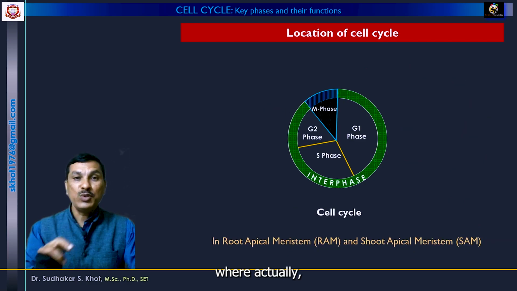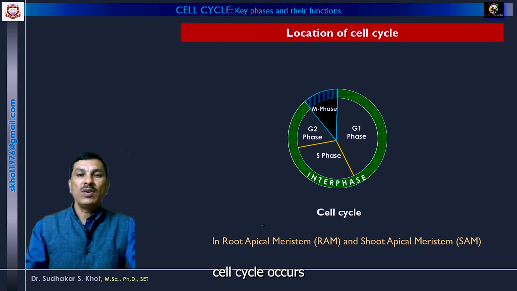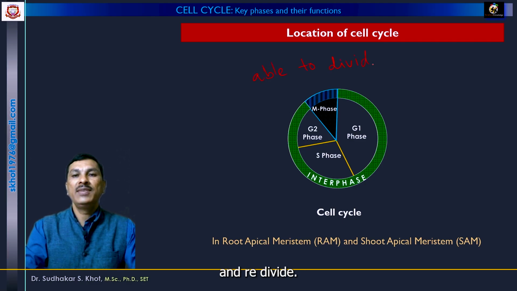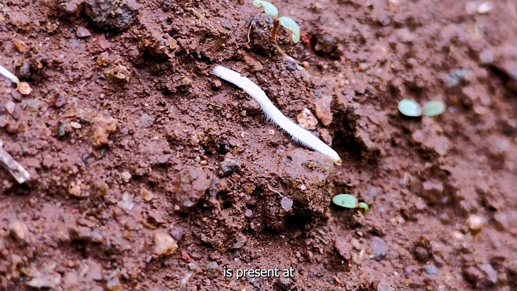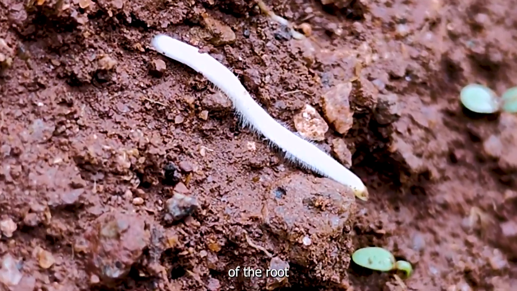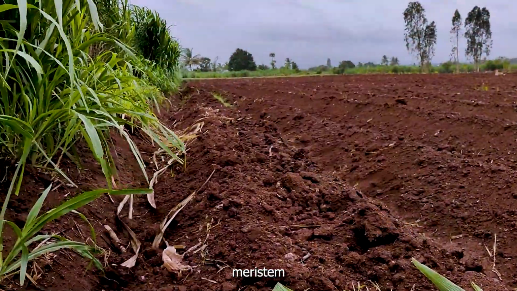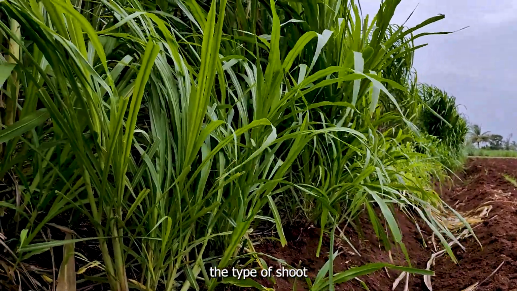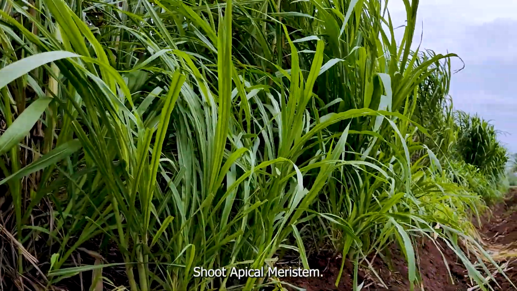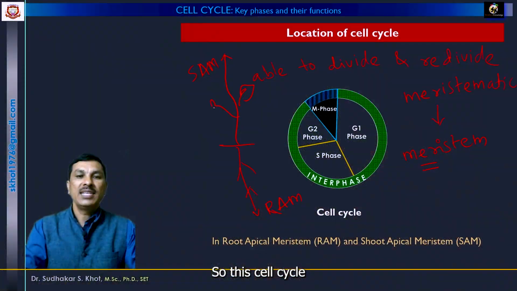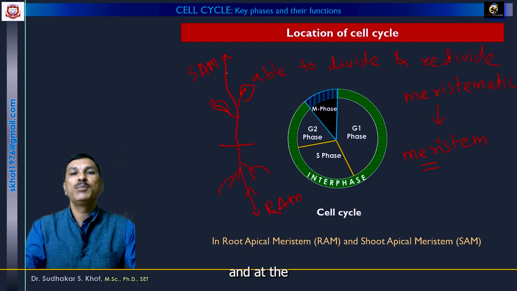Now let us see where actually the cell cycle occurs. Cell cycle occurs in the type of cells which are able to divide and re-divide. Such cells are called meristematic cells, and these cells are present in the meristem. In plants, this meristem is present at the apex of the root, so it is called root apical meristem. It is also present at the tip of the shoot, which is called shoot apical meristem. So this cell cycle is actively seen at the tip of root and at the tip of shoot.